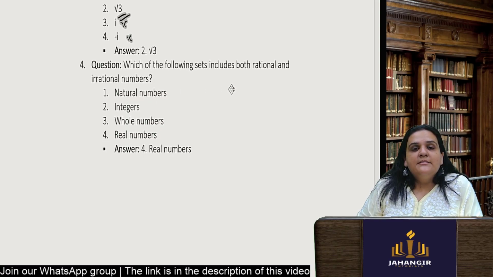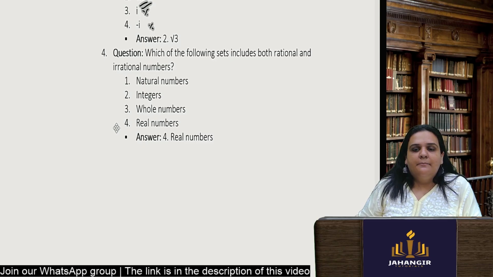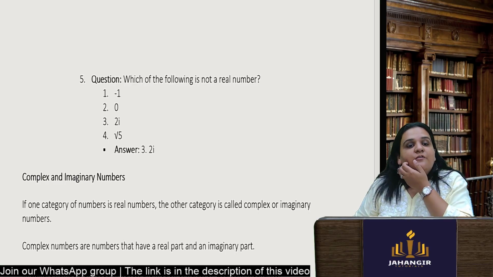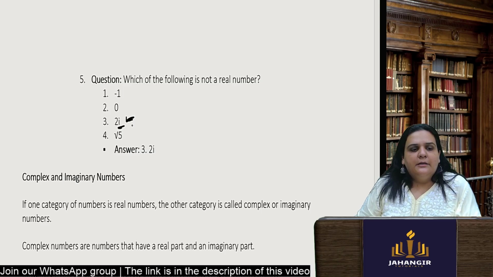Which of the following sets includes both rational as well as irrational real numbers? Okay, so real numbers include both rational as well as irrational numbers. Which of the following is not a real number? Anywhere there is a number along with an alphabet, it is not a real number.